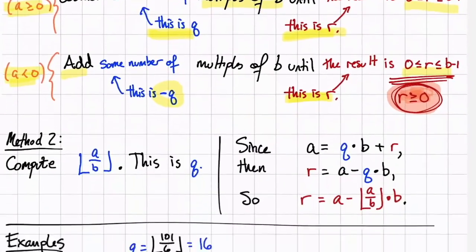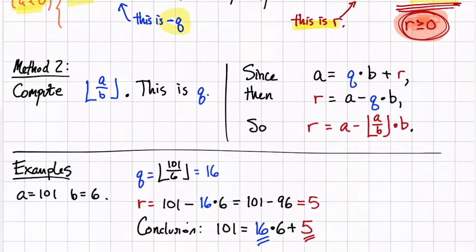A more computational way to compute q and r involves the floor function. To find q, we compute the floor of a over b. And once we have q, we can find r because we know that a is equal to q times b plus r. And if you solve for r, you get r is equal to a minus q times b. You plug in the value of q, and we see that r is equal to a minus the floor of a over b times b.